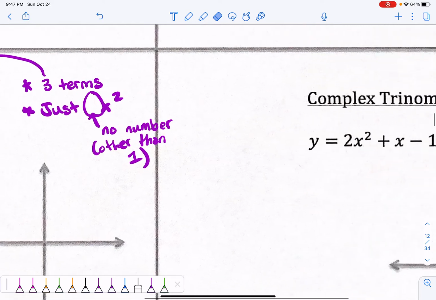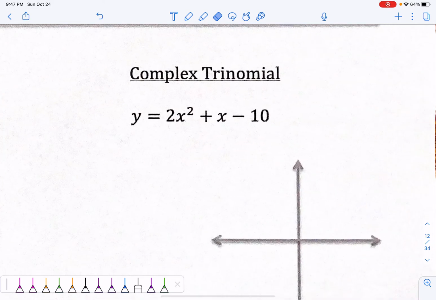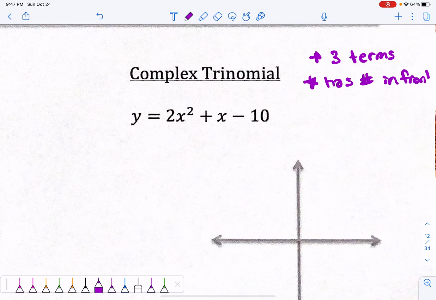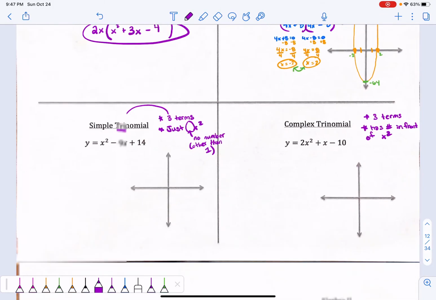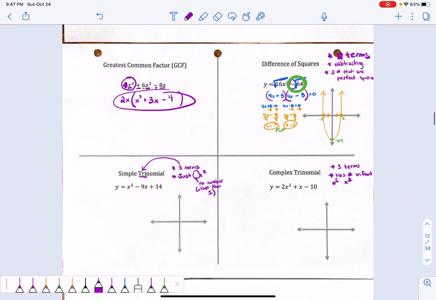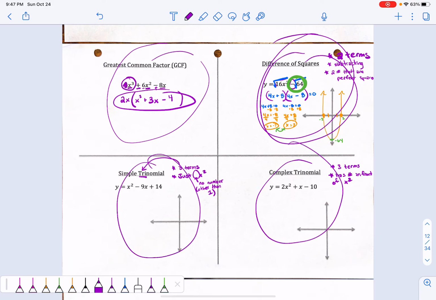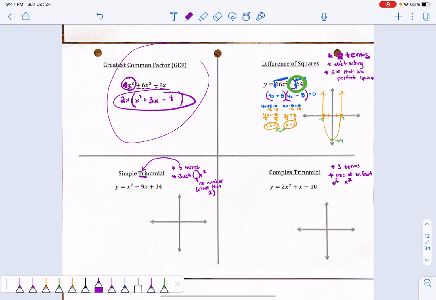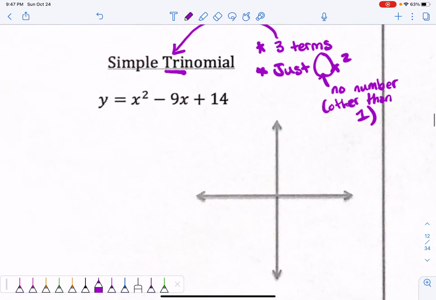Versus, let me go over here and compare it to a complex trinomial. A complex trinomial is 3 terms, but it has a number in front of the x squared, and that just makes it a little bit harder to do. So a number in front of that x squared is how it's a complex trinomial. If you're factoring and you can just at least figure out which one of these 4 it is, that's half the battle.